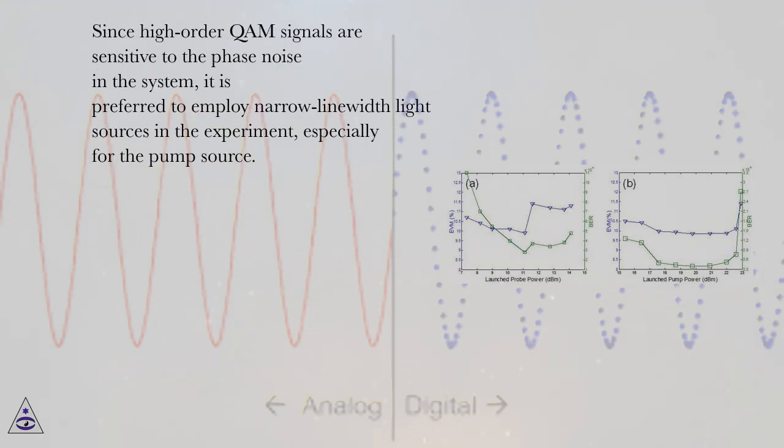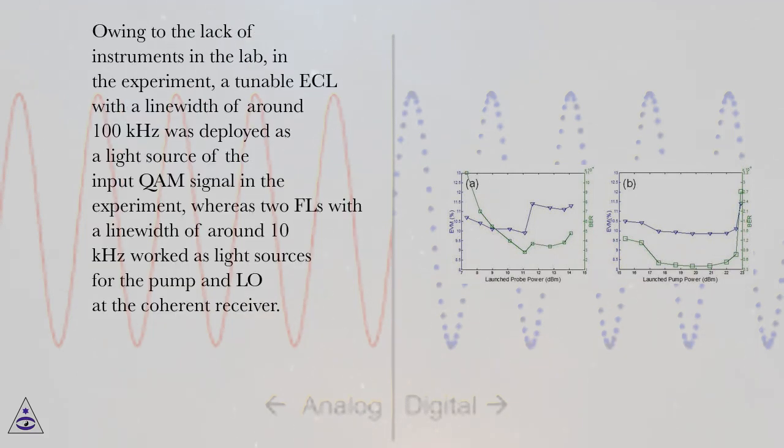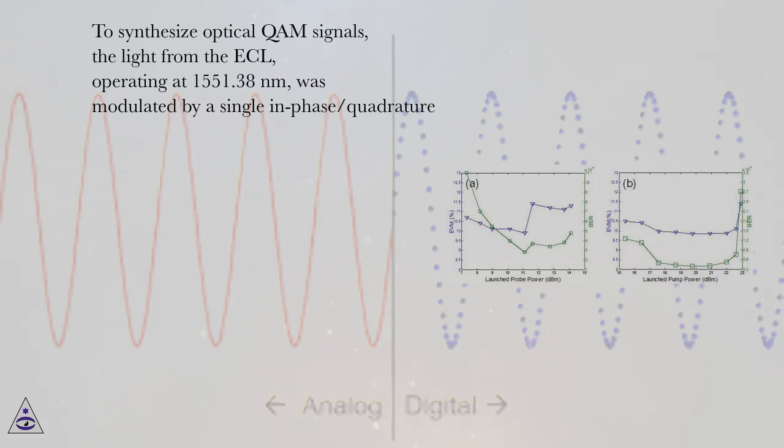Since high-order QAM signals are sensitive to the phase noise in the system, it is preferred to employ narrow linewidth light sources in the experiment, especially for the pump source. Owing to the lack of instruments in the lab, in the experiment, a tunable ECL with a linewidth of around 100 kHz was deployed as a light source of the input QAM signal, whereas two FLs with a linewidth of around 10 kHz worked as light sources for the pump and LO at the coherent receiver. To synthesize optical QAM signals, the light from the ECL, operating at 1551.38 nanometers, was modulated by a single in-phase/quadrature modulator.